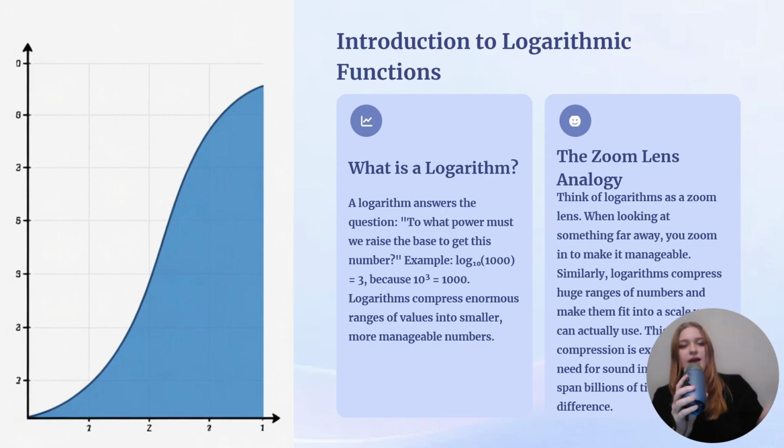That means 10 raised to the power of 3.4 is about 2,500. Hopefully that makes sense to you.